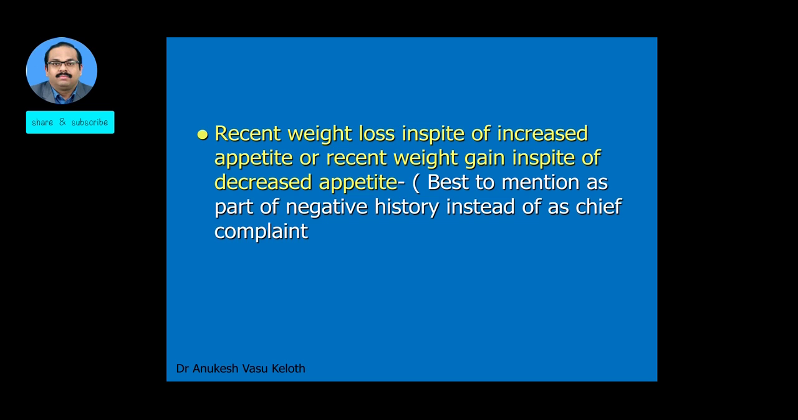Now, the next complaint frequently told by a patient is recent weight loss in spite of increased appetite, or recent weight gain in spite of decreased appetite. The first one actually refers to thyrotoxicosis, and the second one refers to hypothyroidism. Patients may say that they are very hungry and eating a lot, yet they are losing weight. Again, rather than saying it's a presenting complaint, if there is a swelling, it's better to say it as a part of the negative history.